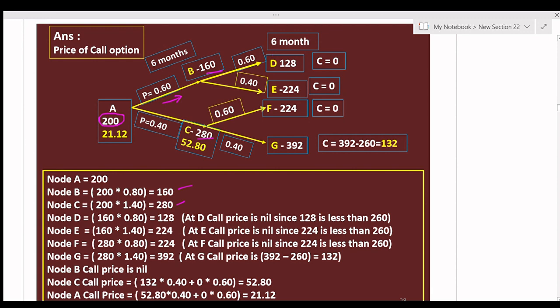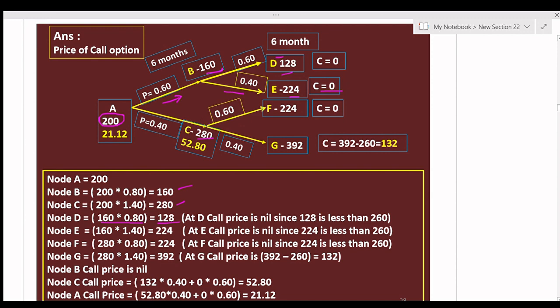Now come to node D. At node D, it will decrease by 20%. So 160 into 0.8 is 128. Here the call buyer will not exercise his right because the strike price is 260. Now the other branch is here. The probability is 40%. It is the increasing side. 160 into 1.40, you see E is equal to 224. And still here the call buyer will not be interested.